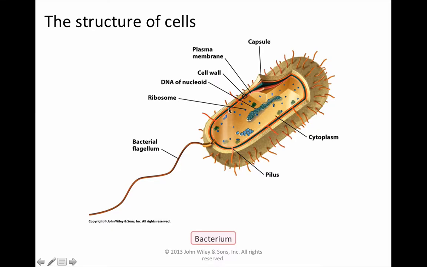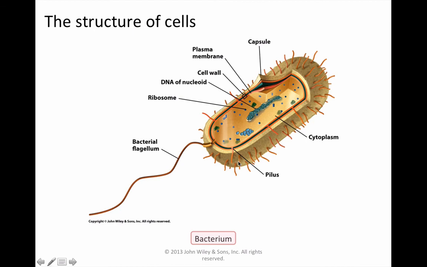Bacteria can also have the cell wall. There's a plasma membrane, so we talked about the plasma membrane being similar between eukaryotes and prokaryotes. Some bacteria also have what is called a capsule around the outside. Some bacteria have a flagella. So these flagella are what are going to propel or aid in movement for these bacteria.